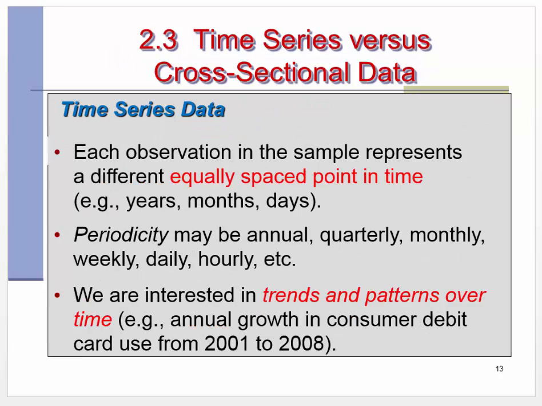There are also the concepts of time series data versus cross-sectional data. Time series data is one where each observation in a sample represents a different, equally spaced point in time, such as in year, month, or days. The periodicity could be annually, quarterly, monthly, weekly, daily, or hourly, etc. We use time series data when we are interested in trends and patterns over time, such as the annual growth in consumer debit card use from 2001 to 2008.